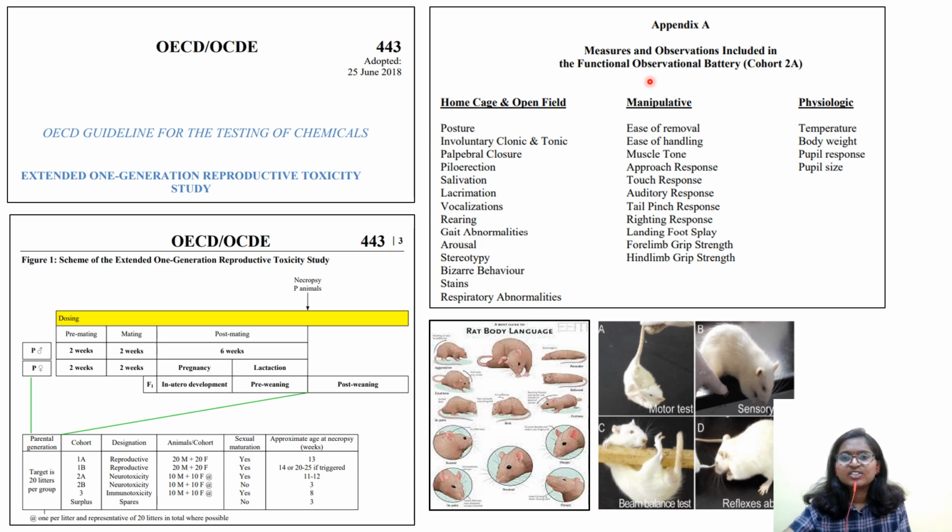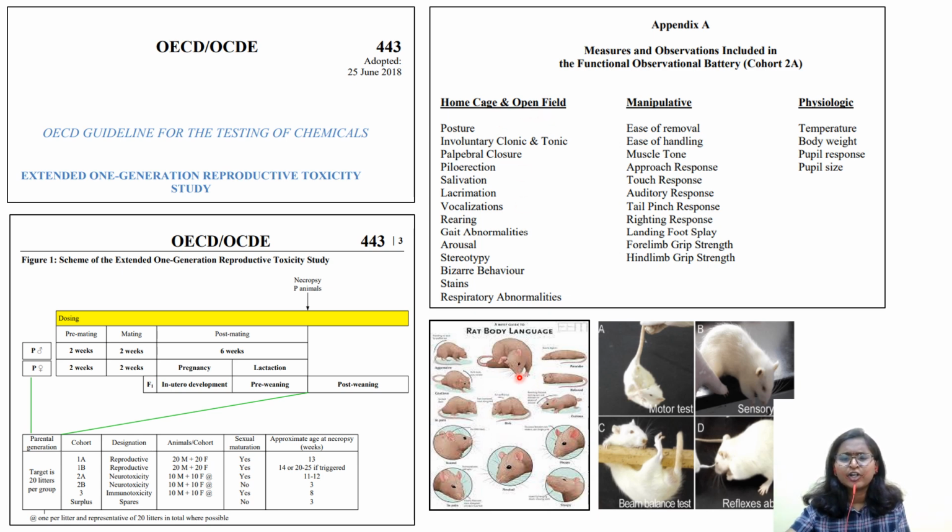If you see the measures and observations included in the FOB, some of the FOB parameters we have discussed in the previous slides. You have to check the home cage and open field observations. As I said, the animal will be taken out. Some of the observations you will make with the animal kept inside the cage without disturbing it. Some of the observations you will take the animal out, put it in an open field arena, and observe. The observations are posture, involuntary clonic and tonic movement, palpebral closure, that is the eyes, you will see piloerection, salivation, lacrimation, vocalization, rearing, gait abnormalities, arousal, stereotypy, bizarre behavior, and stains, if there are any on the fur. And respiratory abnormalities: while breathing, if the animal is making some kind of sound, all those things you will also be observing in the case of home cage and open field observations.